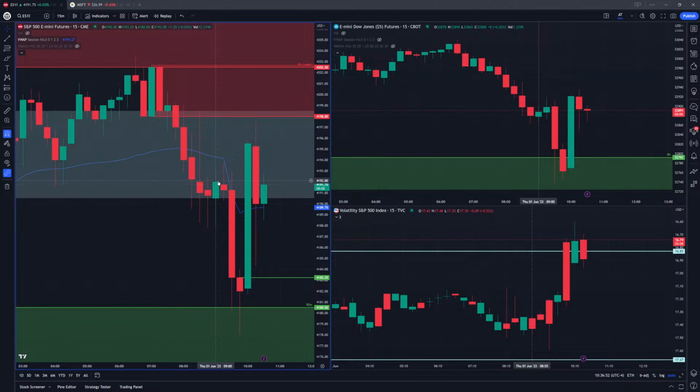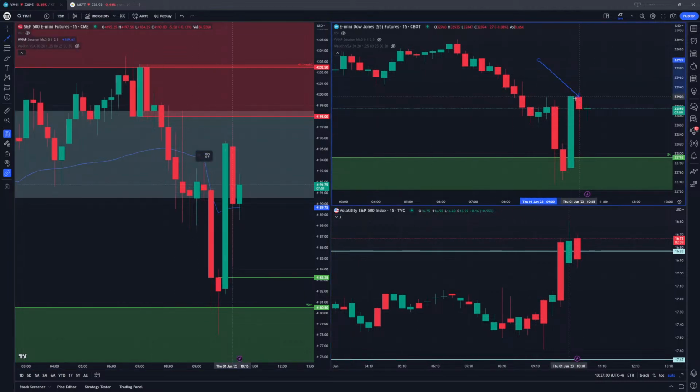We were able to scalp the living crap out of this, right? So when we get those diamond patterns, pay attention to them every time frame that you see them, and you will do well.